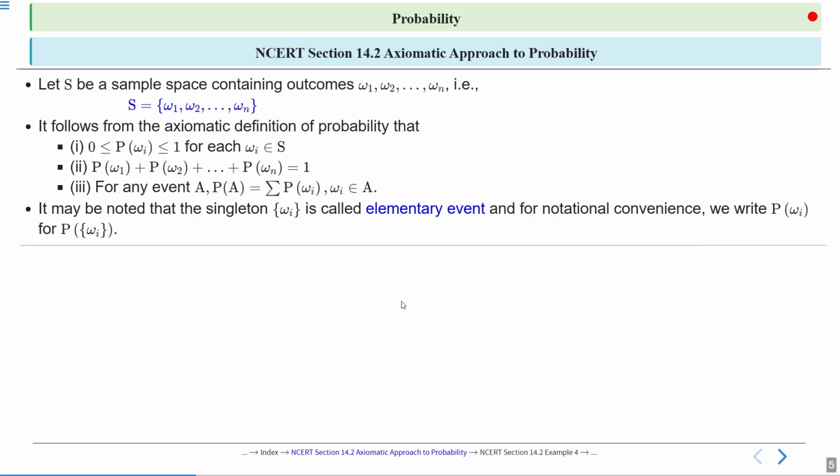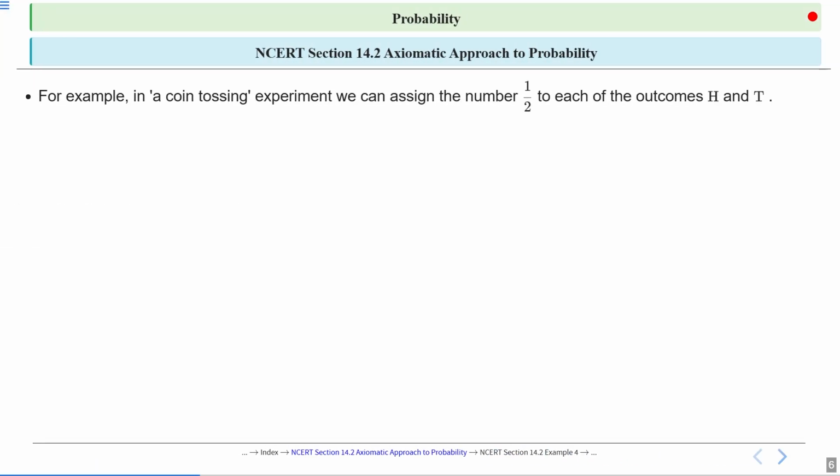So I hope the axiomatic definition of probability is clear to all of you. Now we will take an example related to the axiomatic approach to probability.